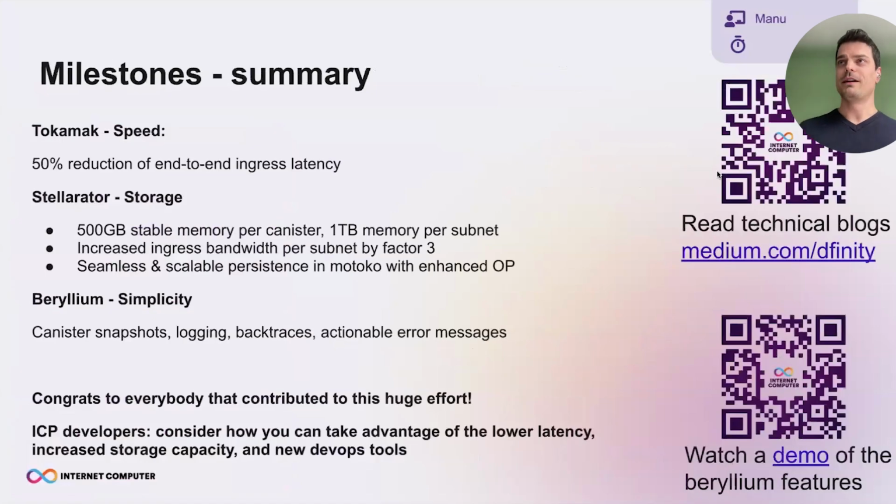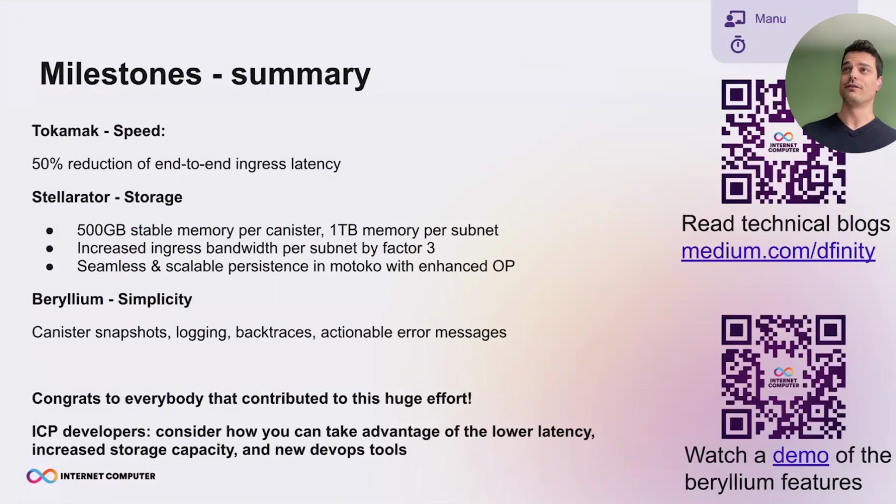So those are our three big milestones that we reached. Just to very quickly recap, with Tokamak, we get a 50% latency reduction for ingress messages. With Stellarator, we now have 0.5 terabyte of stable memory per canister and 1 terabyte of memory per subnet, thanks to this new storage layer. We increased the ingress bandwidth per subnet by a factor of 3, so you can much more quickly get data into your canister. And we have seamless and scalable persistence in Motoko with the enhanced OP. And with Beryllium, the simplicity, we added support for canister snapshots, logging, backtraces, and improved error messages.